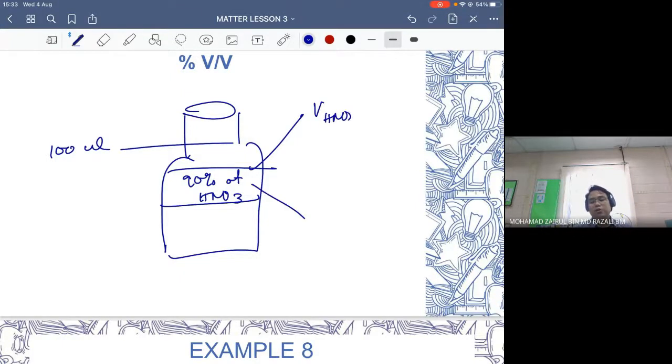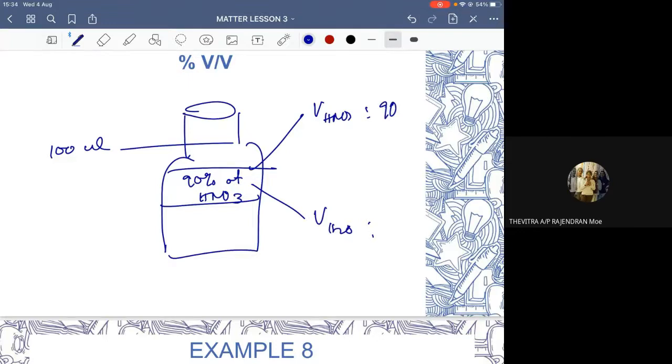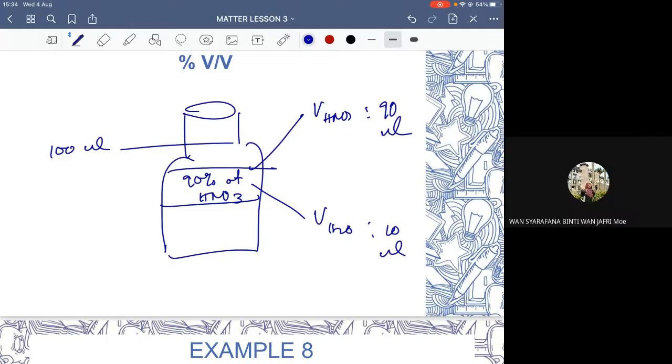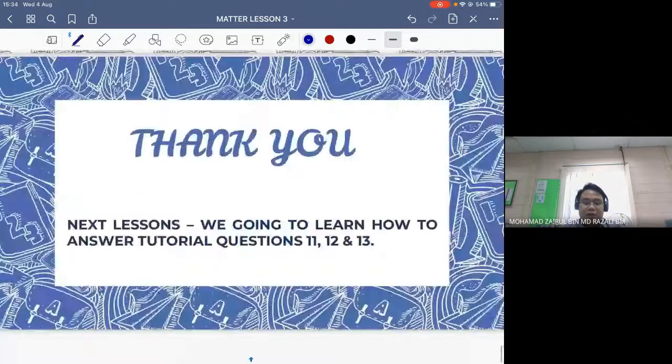What is the volume of water? Cakap 90%. Volume HNO3 berapa volume dia? 90 ml. 90 ml and volume of water is 10 ml. So dia yes, correct, 10 ml. Dia sama je dengan percentage by mass. Okay, boleh tak ni? Boleh. Alright.